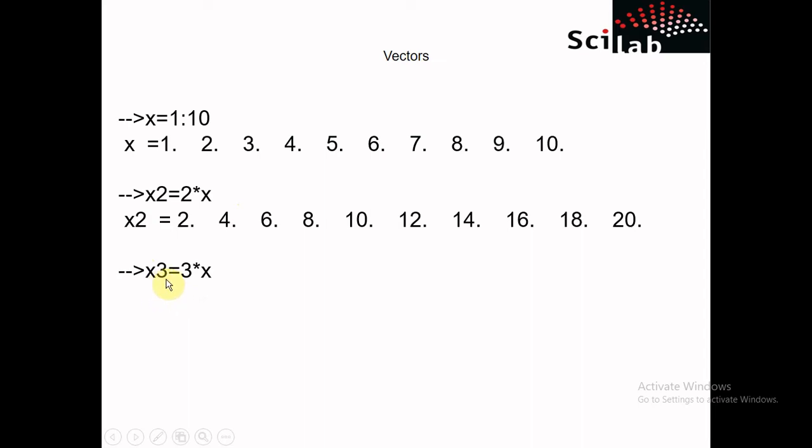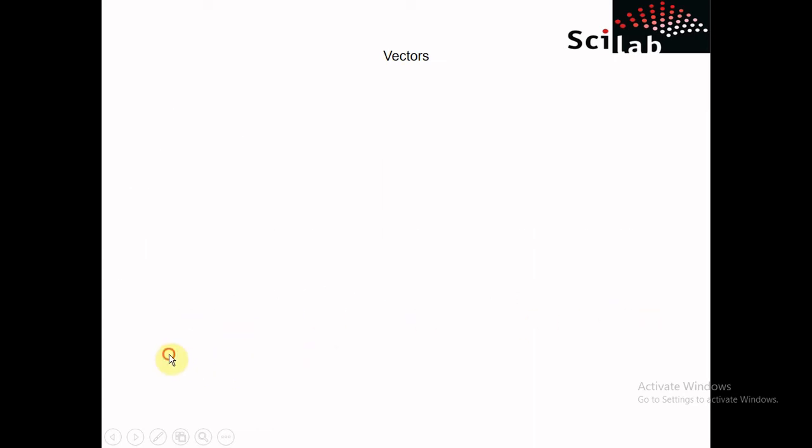Instead, we can simply use this kind of a statement, and that will serve the purpose. Now suppose I have to multiply every element of this vector with 3, then we can use this kind of a statement, and this is how the output would look. So this is the output of this vector.